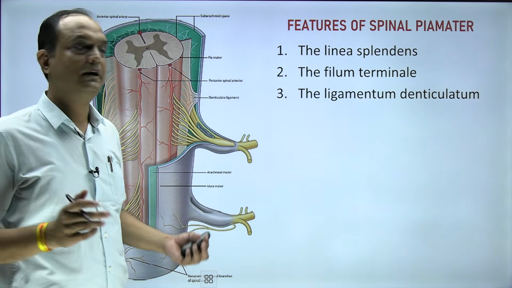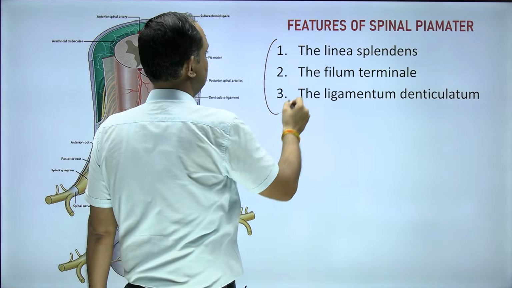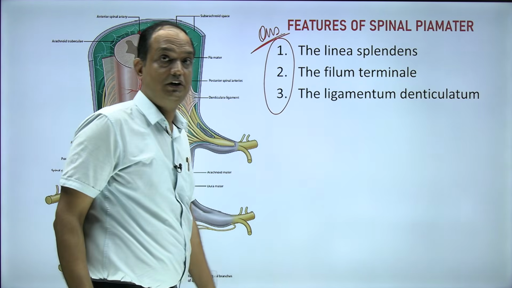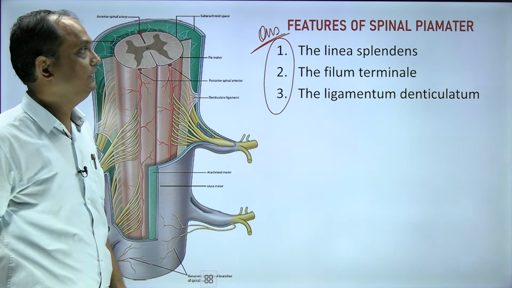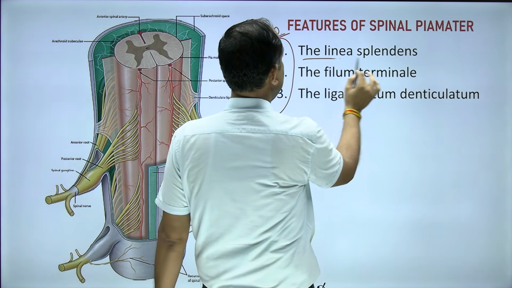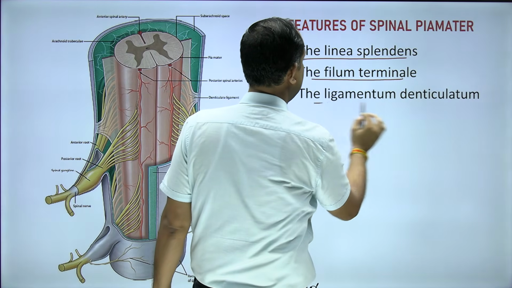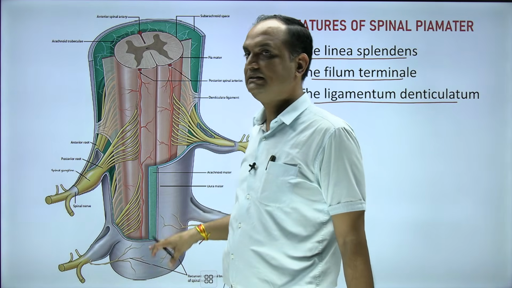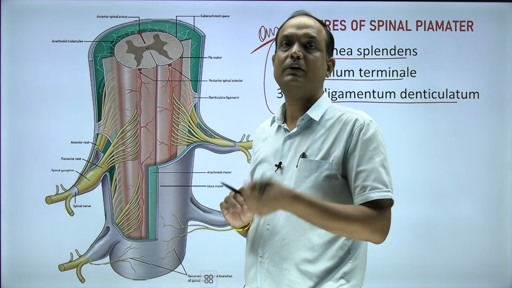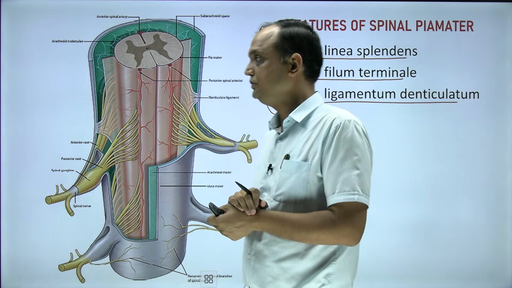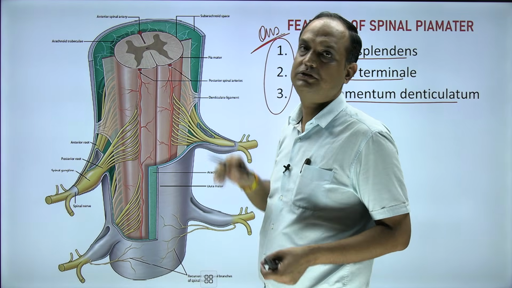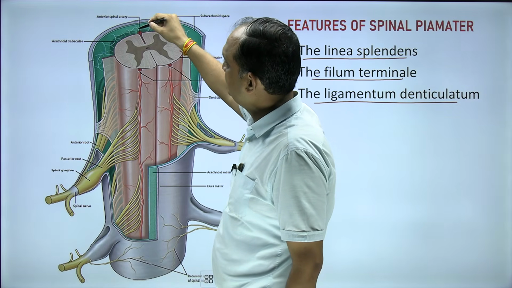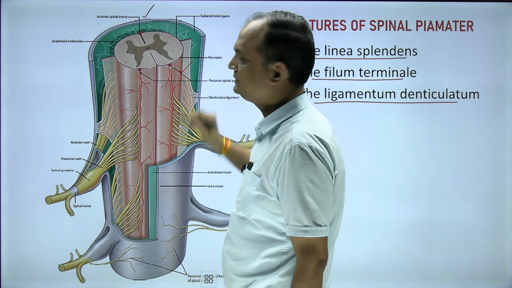So now the next part comes, which is a very important question: what are the modifications of the pia mater? There are three modifications of pia mater: linea splendens, filum terminale, and ligamentum denticulatum. If you see this image, I will first tell you their positions. When you have the cross section of your spinal cord, you know that this is the anterior side of the spinal cord, this is the posterior side of the spinal cord.